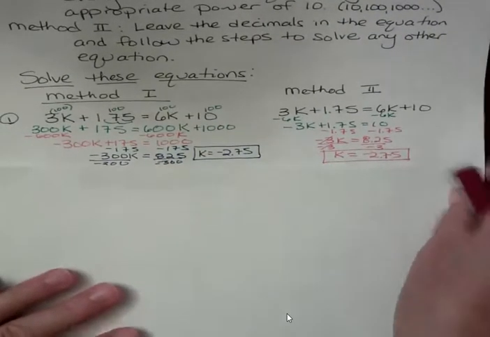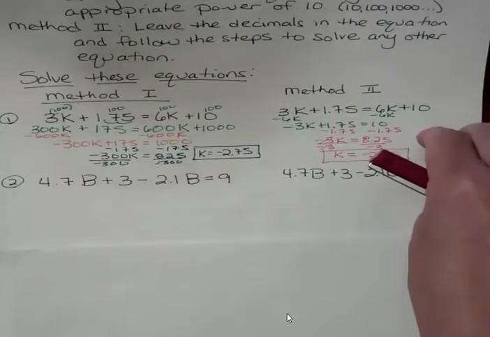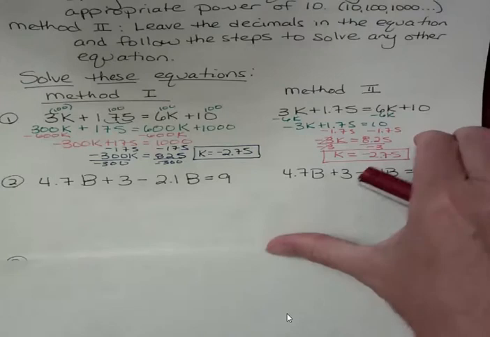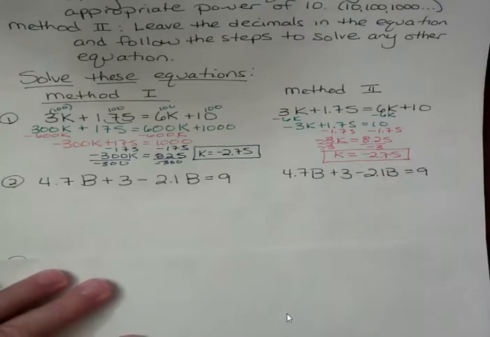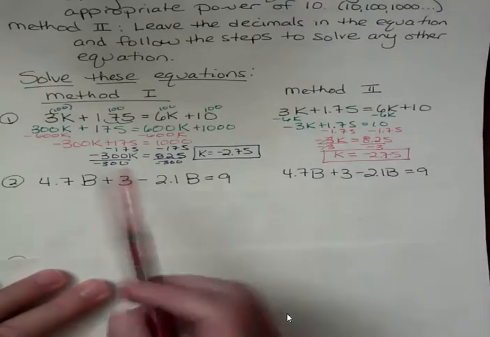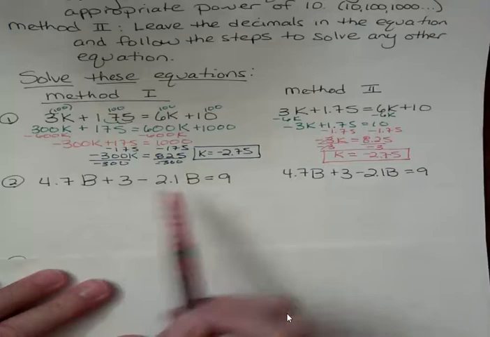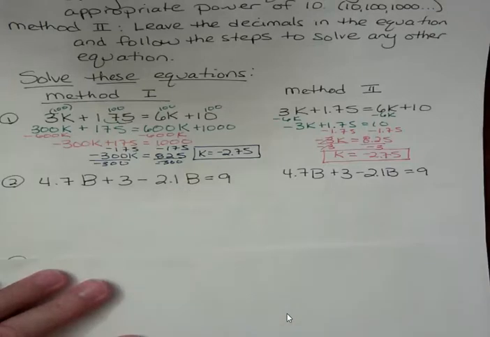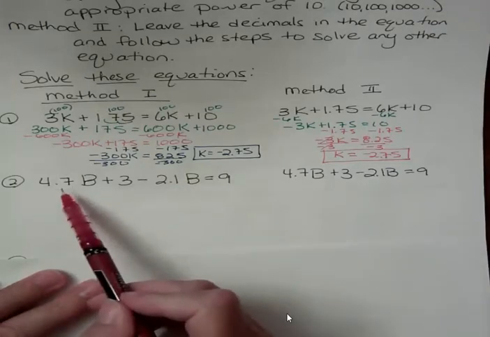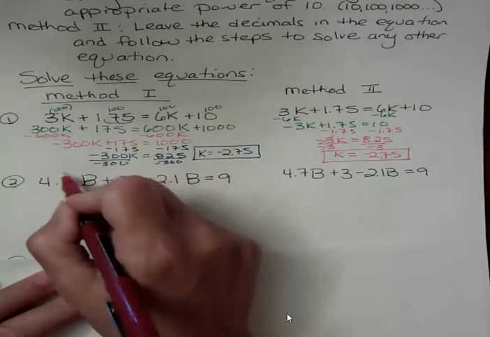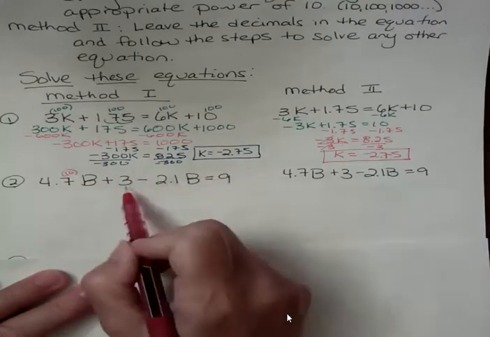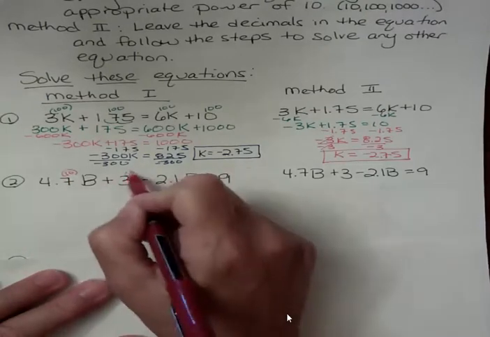Okay, second problem we're going to look at where it has more decimals. That first one just had one decimal in there. This one's got a 4.7b and a 2.1b. And so I want to get rid of those. One decimal place. To get rid of something with one decimal place, I multiply by 10. This one, I have to multiply everything by 10.